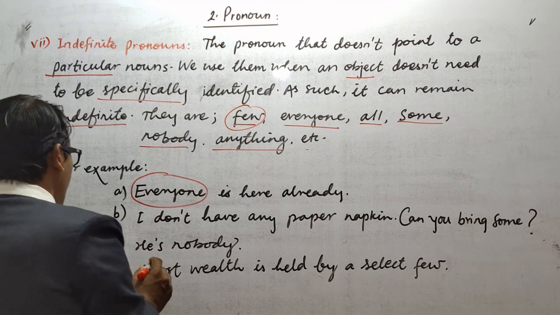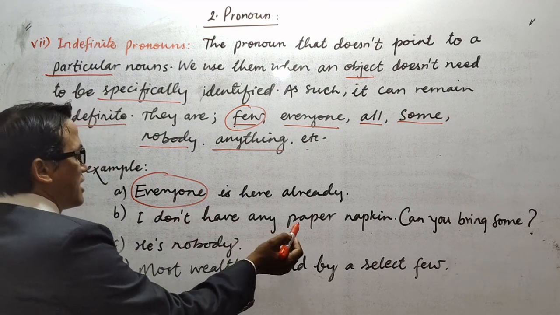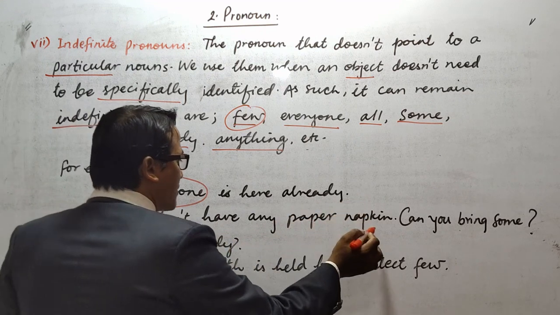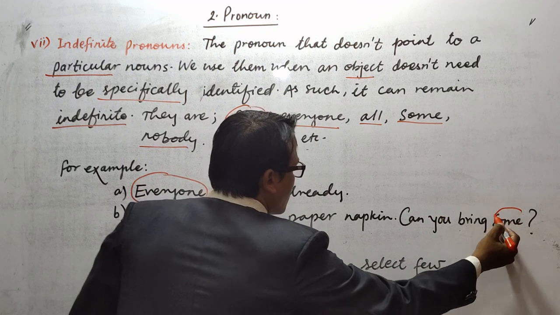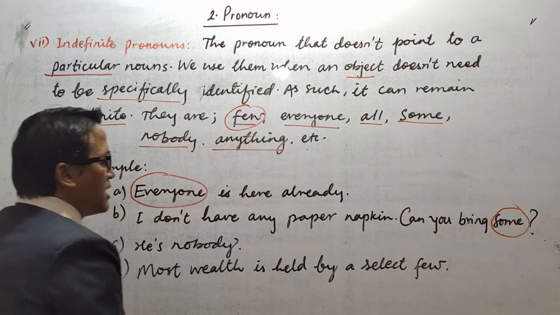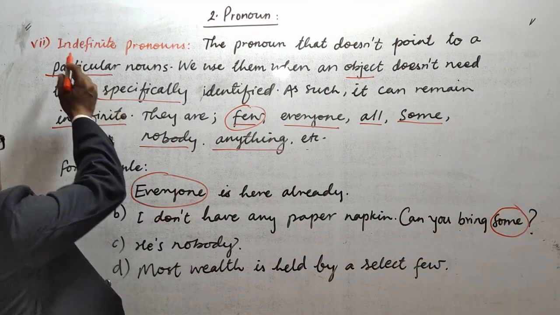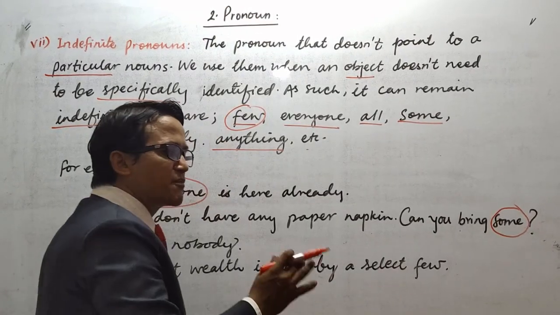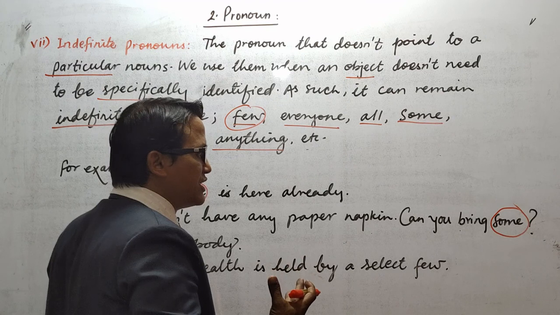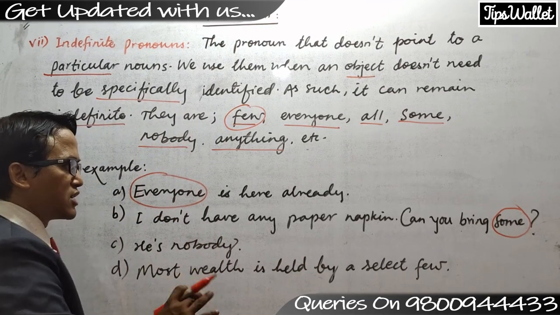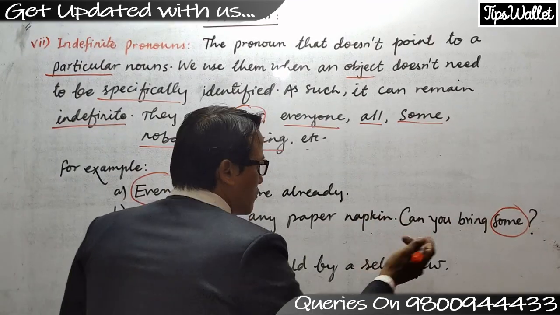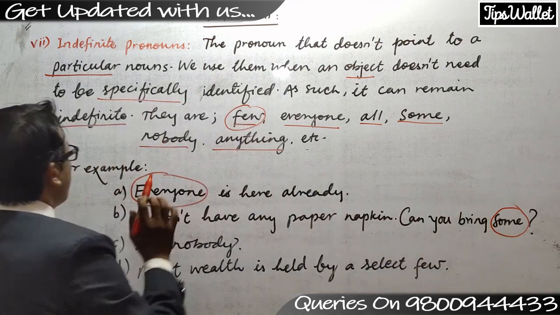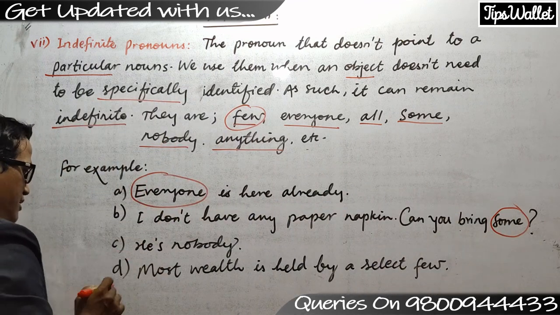Now, I don't have any paper napkin. Can you bring some? Yes, some. Some is an indefinite pronoun. So some is how much? Not fixed, not particular. How much quantity is being asked to bring? Nothing specific. So that's why, can you bring some? Not fixed, not particular. That's why this some is an indefinite pronoun.